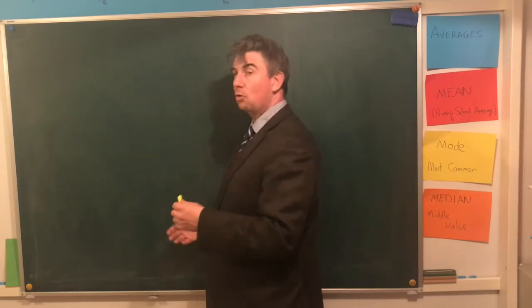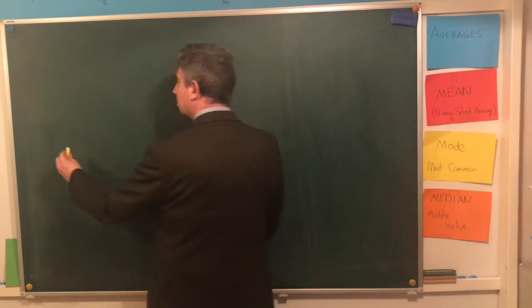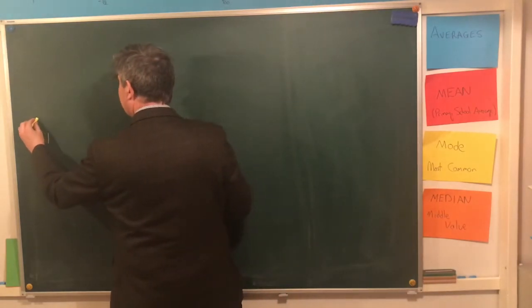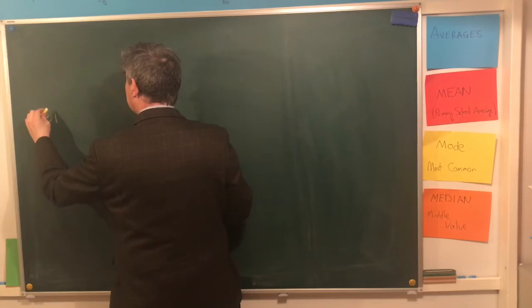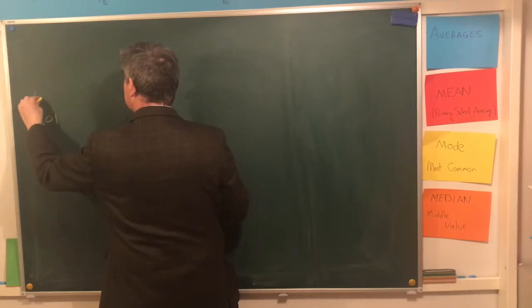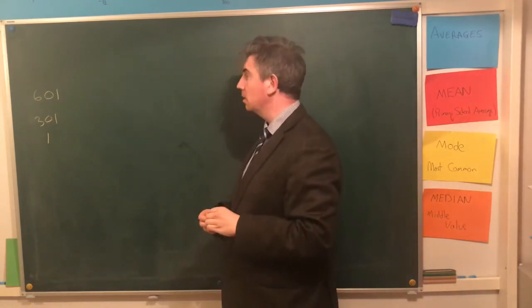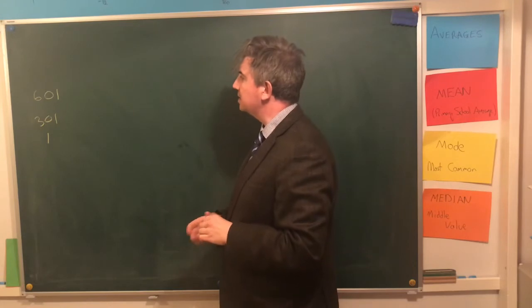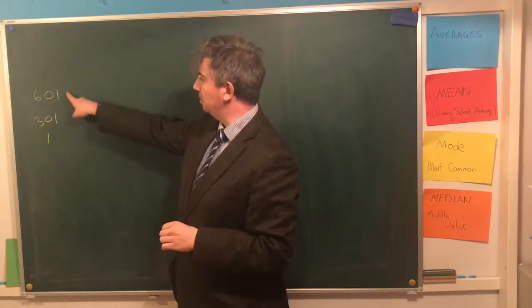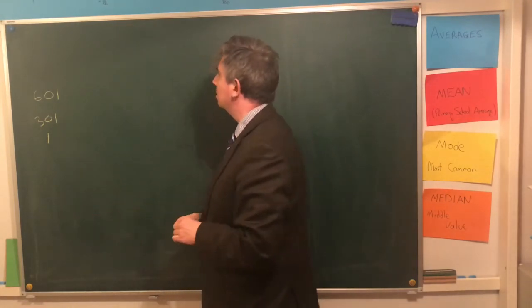So I'm going to give you an ordered data set, and the first one is going to be 1, and then I think it's 301, and let's try 601. So that's our data set there. That's our first term, our second term, our third term in our data set. That's one data set.